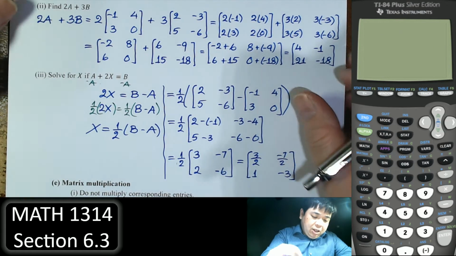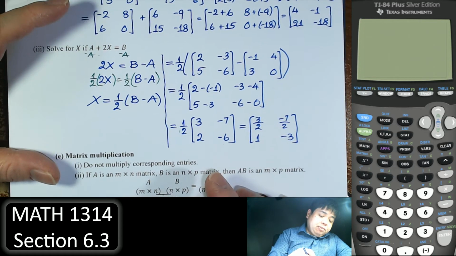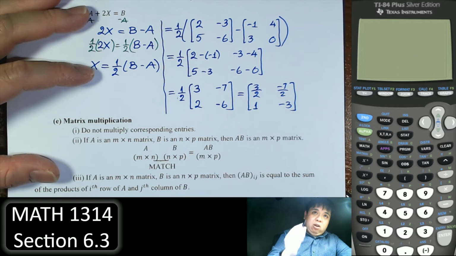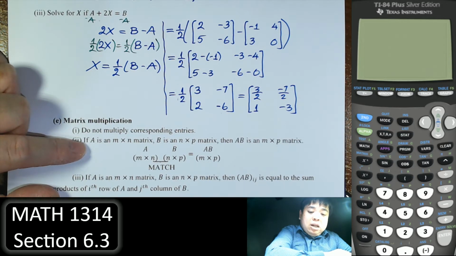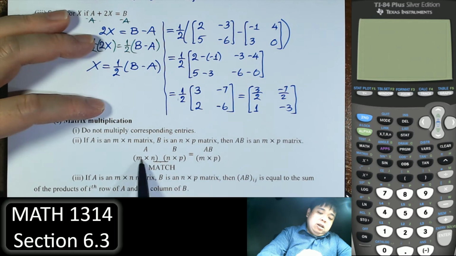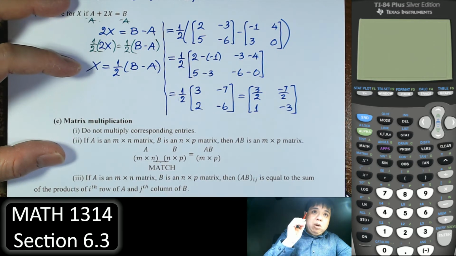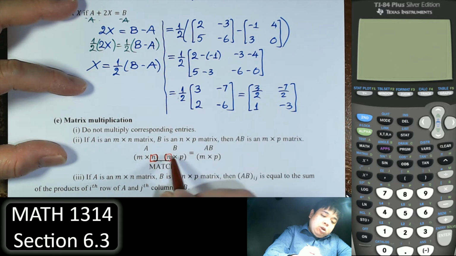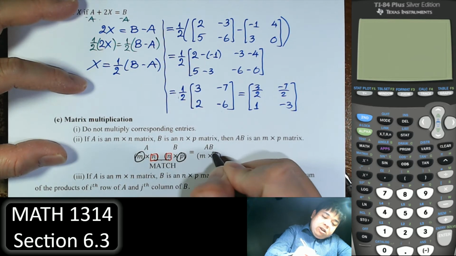Next we have matrix multiplication, meaning we multiply matrices together. Whatever you do, do not multiply corresponding entries, because we might not have the correspondence. If A is an m by n matrix and B is an n by p matrix, then A times B is an m by p matrix. When we multiply matrices, what we have to have is that the middle numbers match. In that case, the outside numbers give us the dimension of the product.